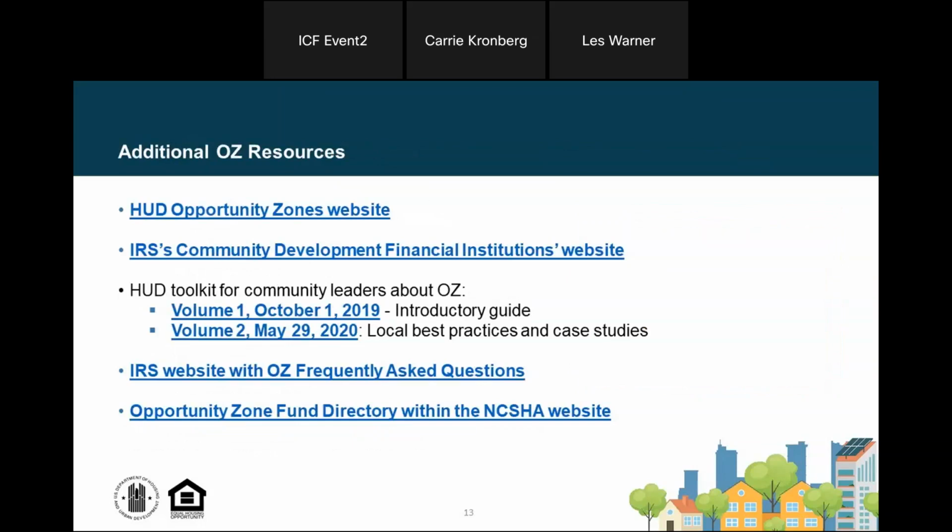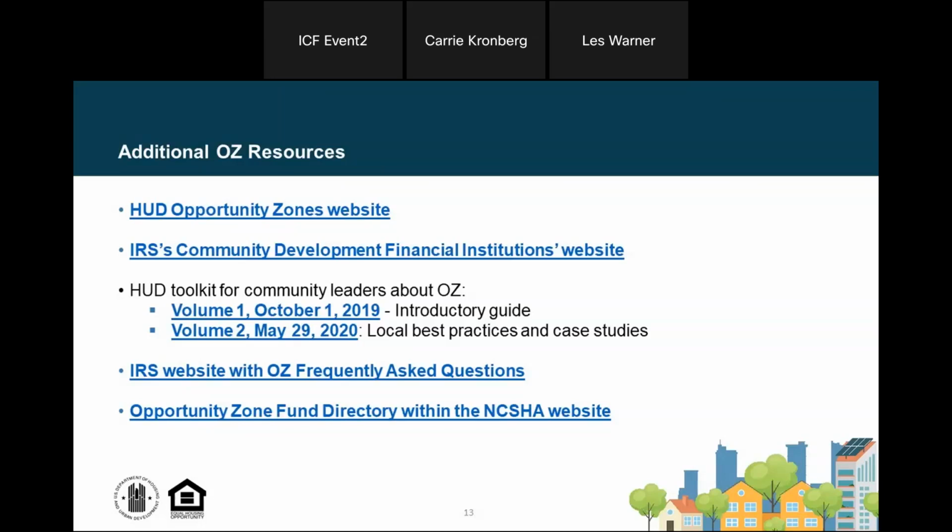So before we move on to talking about the Housing Trust Fund program, I wanted to identify a few sources on this. There is a Housing Opportunity Zone website, which is sort of a landing place for information related to the Opportunity Zone program. The IRS also has a Community Development Financial Institutions website, which is also a good source, particularly for the IRS side of the OZ requirements.